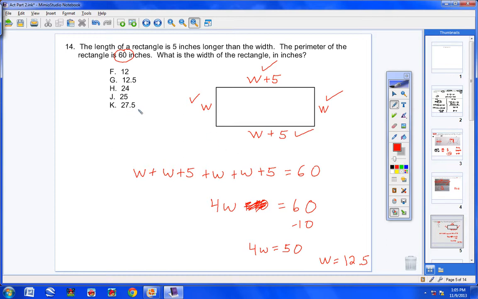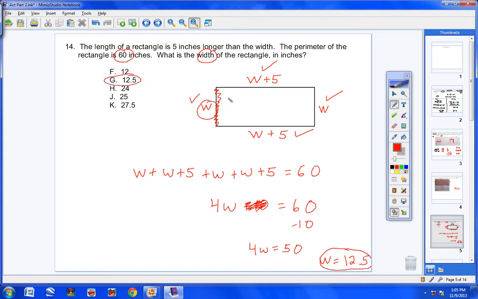Now, please be careful, students. They could have tried to trick you on this. You do all of your work and you see that W is 12.5. But did they ask you for W? Well, maybe, maybe not. Look at the question. What is the width? Well, this is the width. And what variable stands for the width? W. What does W equal? 12.5. So we're good. There's the answer.